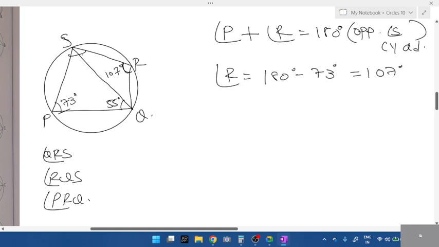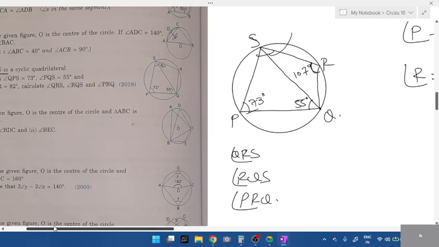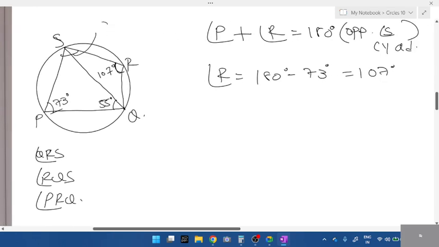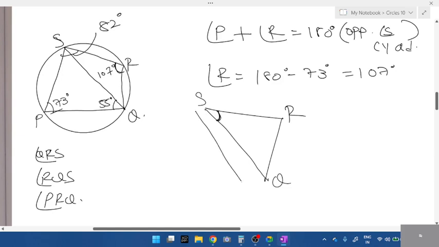RQS. Okay, what's the total value of S, students? Total value of S is 82 degrees. If I want to find RQS, where is RQS? Yes, we need to find this part, right? Angle S is made up of how many parts? Two. PQS, which triangle should I use?